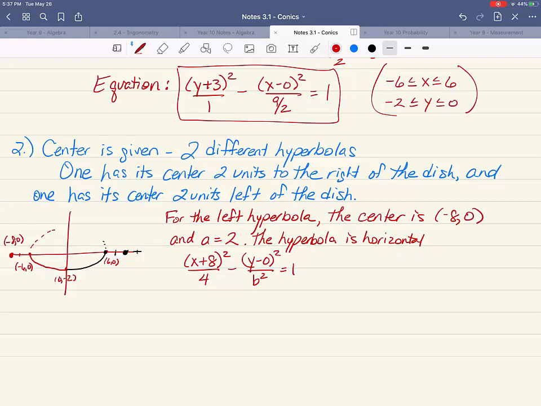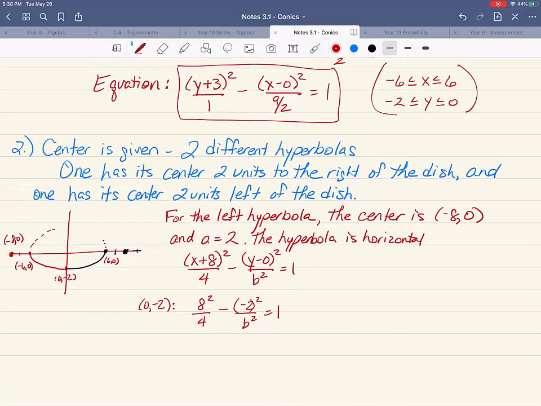We're going to be solving for b squared. What point are we going to plug in? Be very careful. We're going to plug in this time, not the (-6, 0). The vertex kind of gives us a really strange outcome. It's better to plug in the (0, -2) this time because it's not the vertex. You don't want to plug in the vertex. So (0, -2) gives me 8 squared over 4 minus (-2) squared over b squared equals 1. So 64 over 4 is 16. This is going to move over, so I get -4 over b squared equals -15.